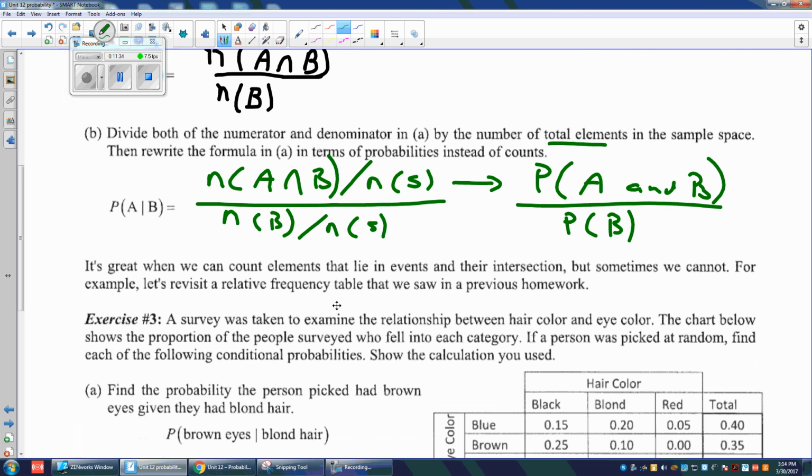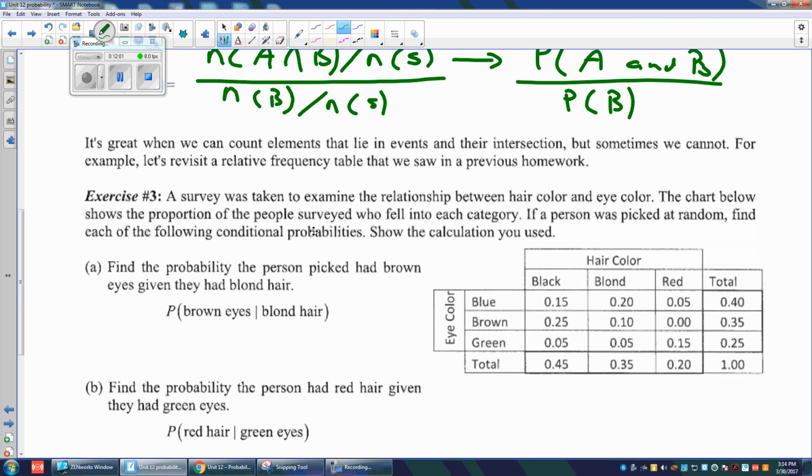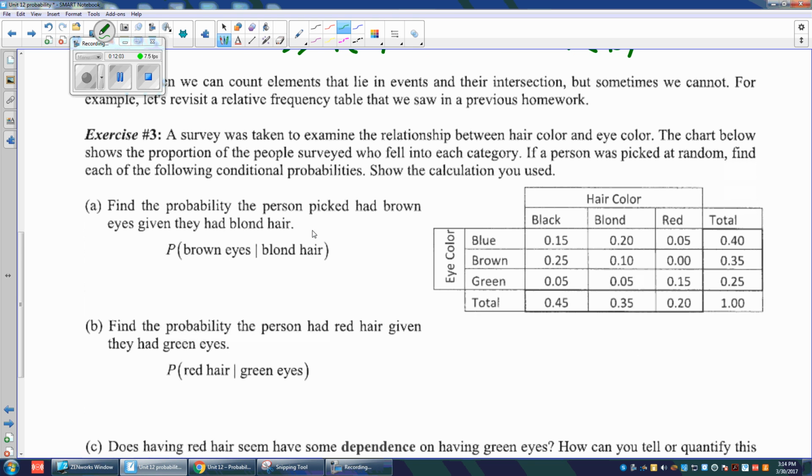It's great when we can count elements that lie in events and their intersections, but a lot of times we can't. For example, take a look at this one from the previous homework problem. A survey was taken to examine the relationship between hair color and eye color, and the chart below shows the proportion of people we surveyed who fell into each category. If a person was picked at random, find each of the following conditional probabilities. Show the calculations you used. Find the probability the person picked had brown eyes, given that they had blonde hair.